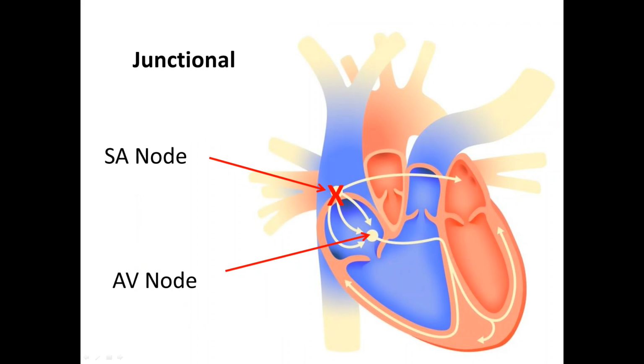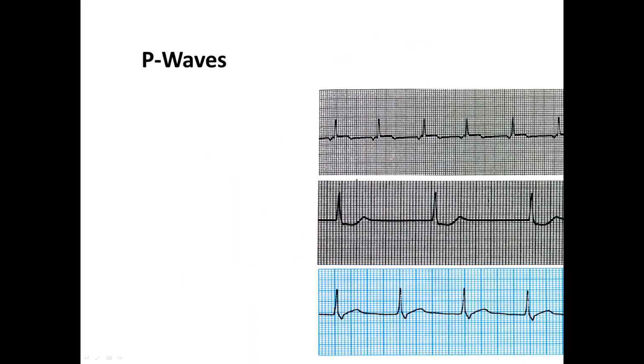With a junctional rhythm, the SA node has failed, causing the AV node, the backup pacemaker of the heart, to take over. While the SA node has an inherent rate of 60 to 100, the AV node has an inherent rate of 40 to 60. Since the electrical impulse is beginning at the AV node, it travels up to the atria and down toward the ventricles at the same time.